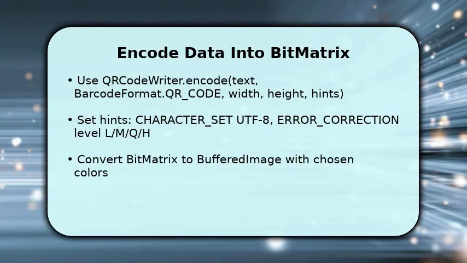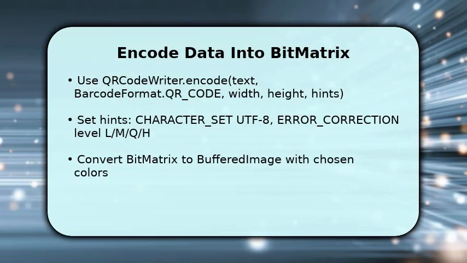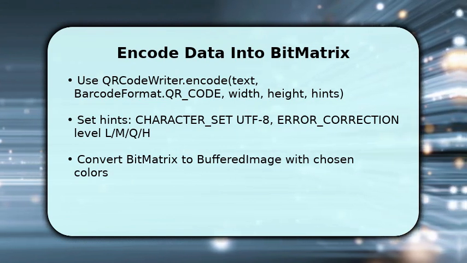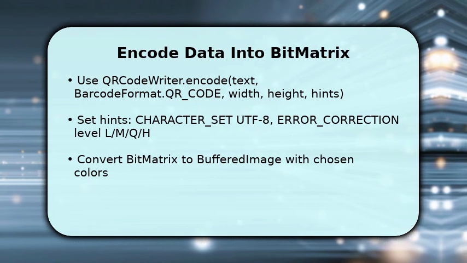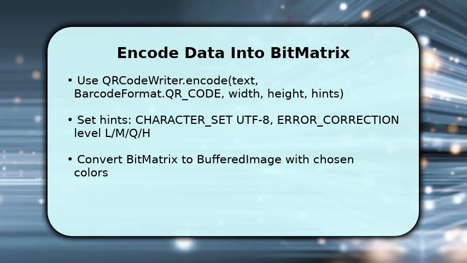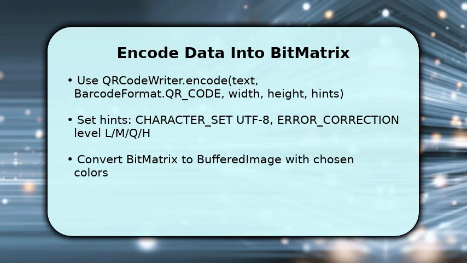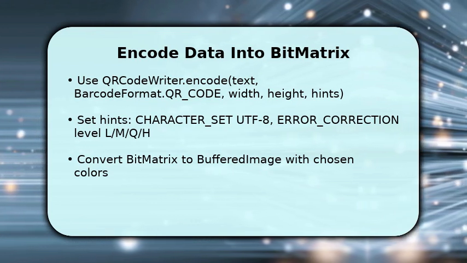You encode the text with QR code writer, which produces a bit matrix representing black and white modules. This is the core conversion step. While encoding, set hints such as character set UTF-8 and an error correction level appropriate for expected damage. Higher levels add redundancy but increase size.